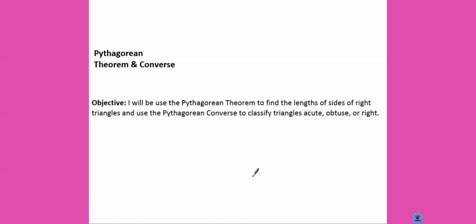Today we're going to be talking about the Pythagorean Theorem and its converse. Our objective is that we will use the Pythagorean Theorem to find the lengths of sides of a right triangle and use the Pythagorean converse to classify triangles as acute, obtuse, or right.